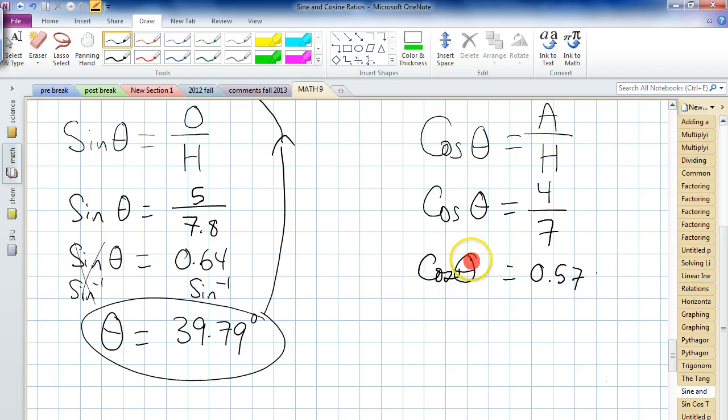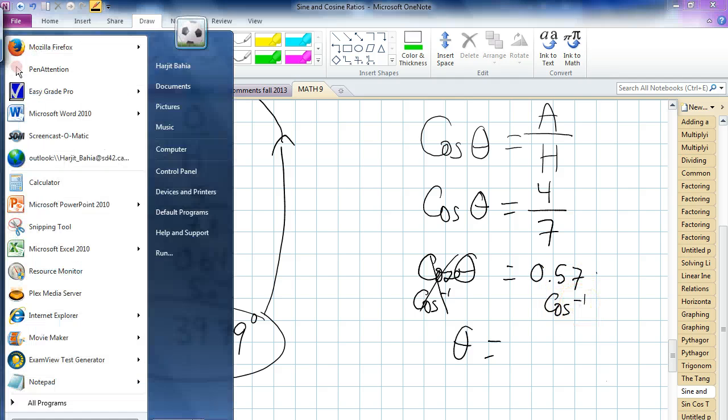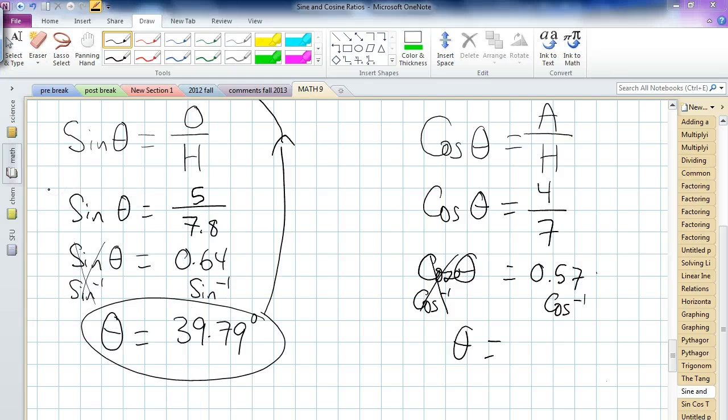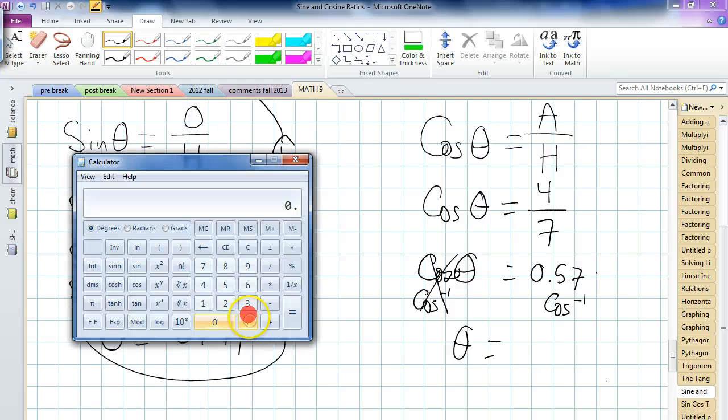I want to solve for theta. I inverse cosine this side, do the same to the other side. These are gone, I'm left with just theta. And inverse cosine of 0.57 is what I'll do here. So, bring out my calculator again. 0.57 inverse, right there, cosine.